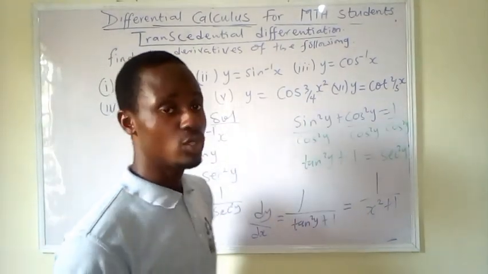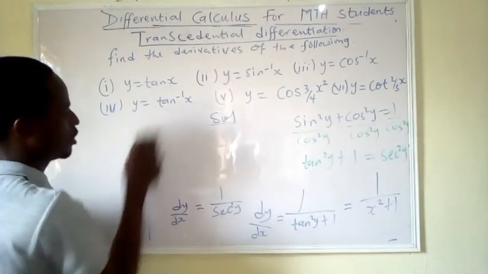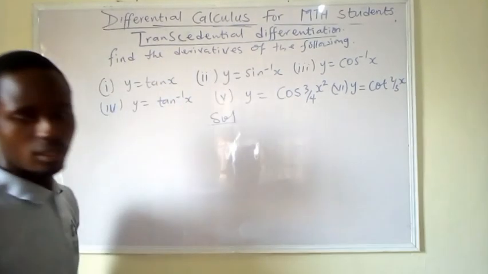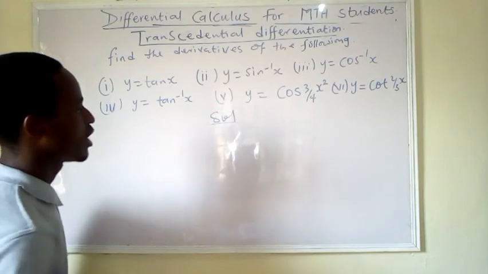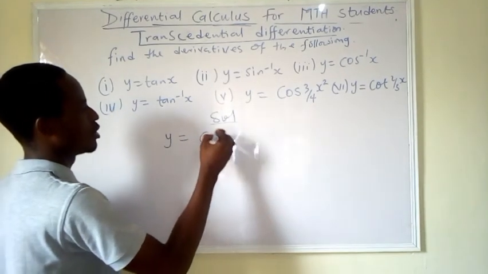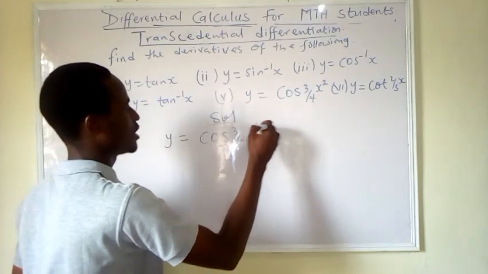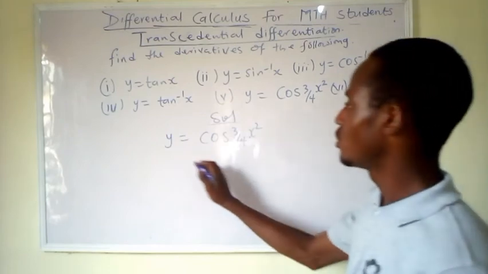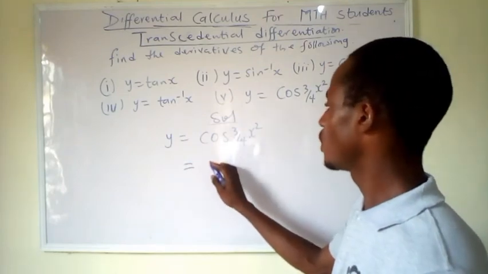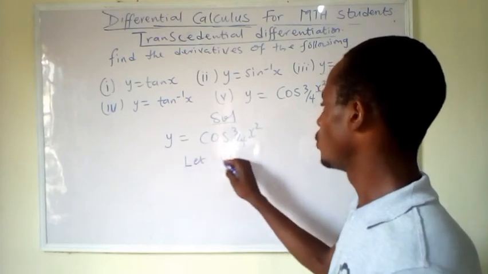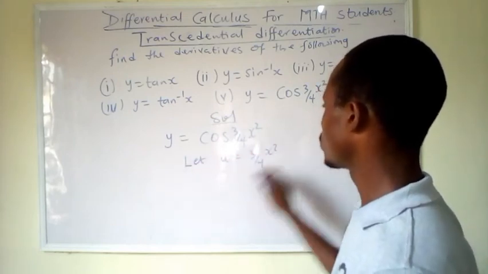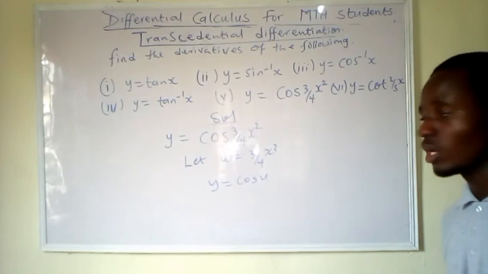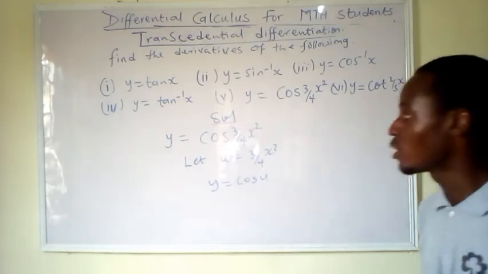So let us check the remaining two before we call it a day. If we proceed to this, I'm going to have y equals cos of 3 over 4x squared. And here I'm going to use the chain rule. In the chain rule, I'm going to say let u equal 3 over 4x squared. So that y will be the cos of u. The derivative of these two multiplied with each other will give us the derivative of y with respect to x.